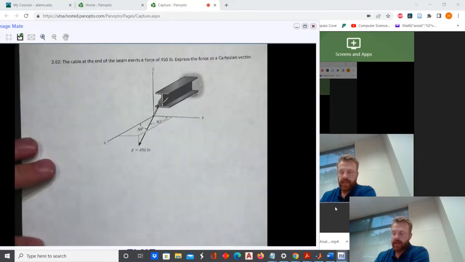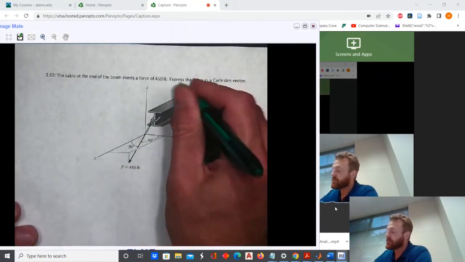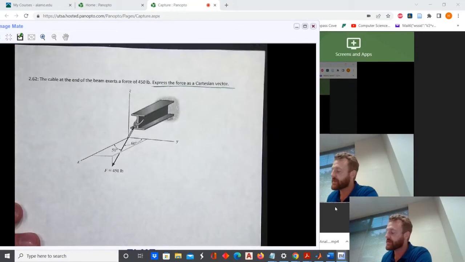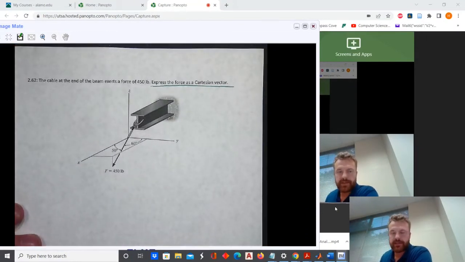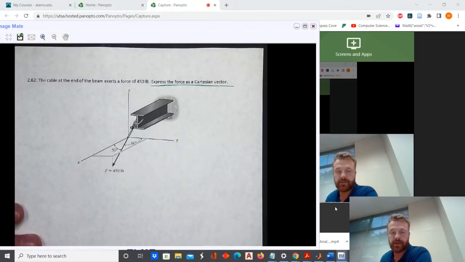So the next problem that we're going to look at for the practice exam is problem 2.62. If you notice, the actual thing that they're asking for sounds a lot like the last problem. We're asking to express a force in terms of its Cartesian vector. But the key difference in this problem is that we're not dealing with a two-dimensional force. We're dealing with a force that's expressed in three dimensions.